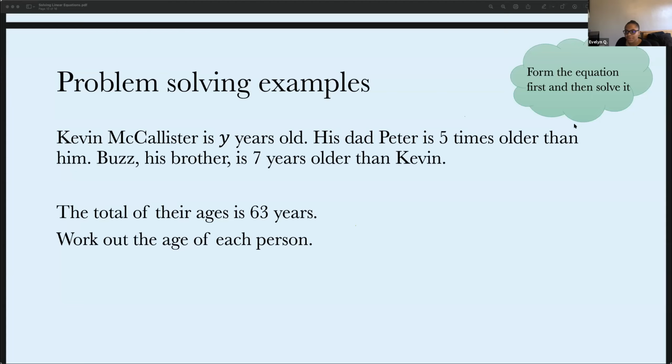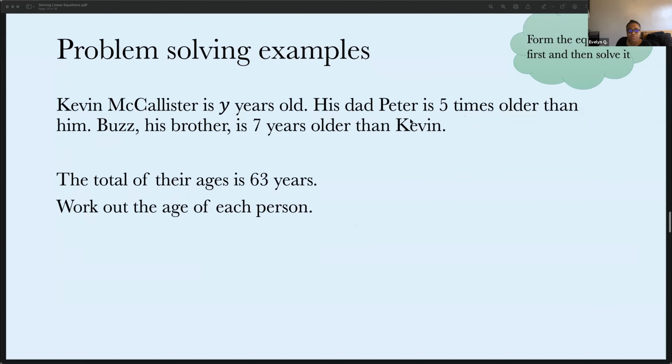Some of you are giving some good answers. Right, just for time's sake, let's start going through this one together. Well done for those of you who have already started it, and for those of you who aren't too sure, we're going to go through it now. So we've got Kevin McAllister is y years old. His dad, Peter, is 5 times older than him, and Buzz, his brother, is 7 years older than Kevin. The total of their ages is 63 years. Work out the age of each person.